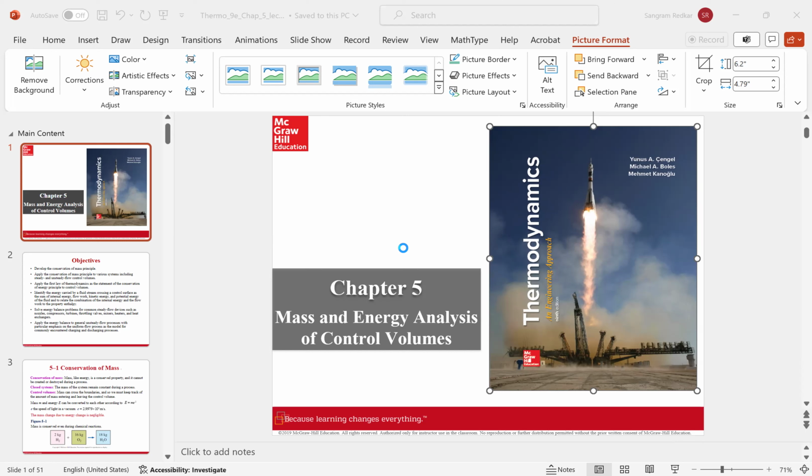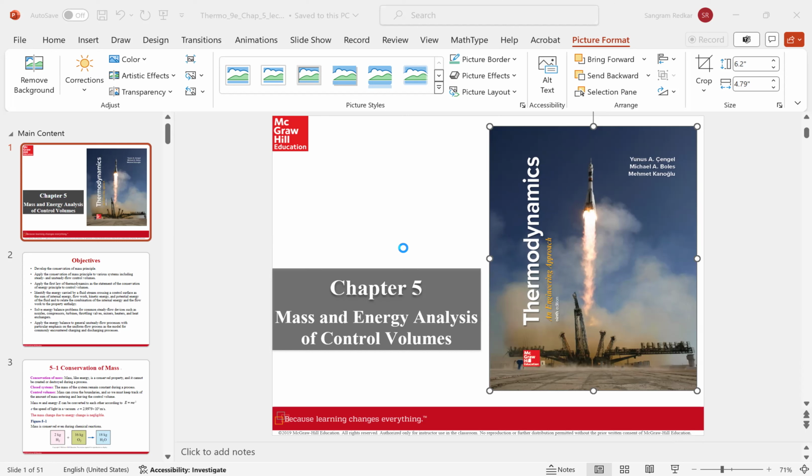Now, let me give you some examples of the steady flow devices that you probably have seen. So heat exchanger is a steady flow device. Turbine is a steady flow device. Pump is a steady flow device.